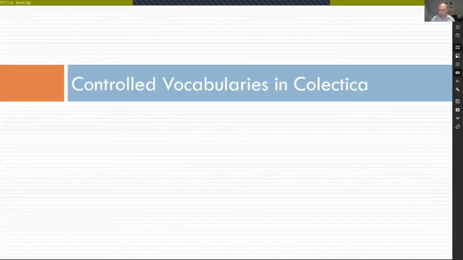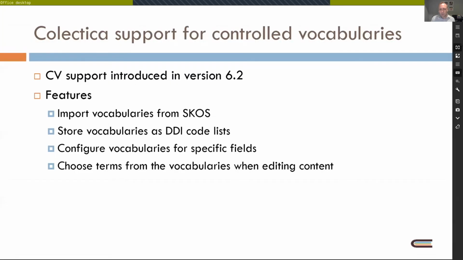All right, so controlled vocabularies in Colectica. We introduced support for these in version 6.2, which was out earlier this year. The way we support these is we're able to import vocabularies from SKOS, including those from the CESSDA vocabulary service. We then store those as vocabularies. We store the vocabularies as DDI code lists.